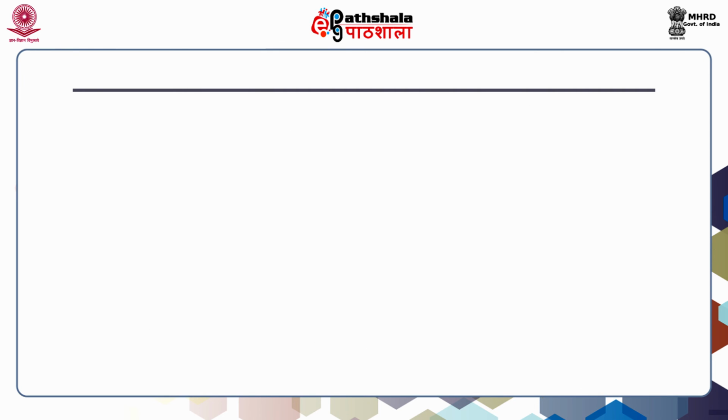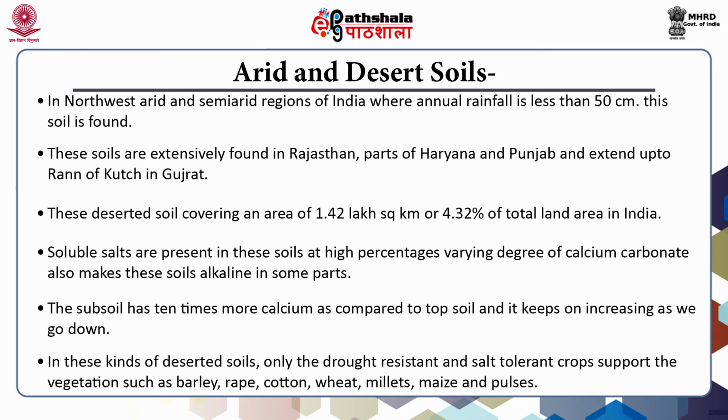Next is desert soil. A large part of arid and semi-arid regions in Rajasthan and adjoining areas of Punjab and Haryana lying between the Indus and the Aravallis, covering an area of 1.42 lakh square kilometers and receiving less than 50 centimeters of annual rainfall, is affected by desert conditions. The Rann of Kutch in Gujarat is an extension of this desert.